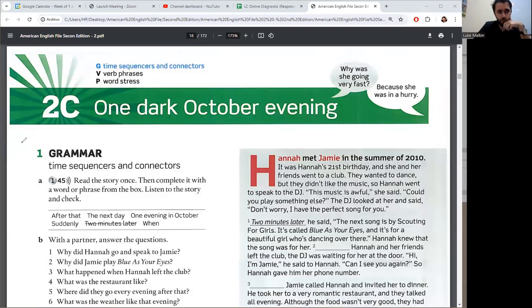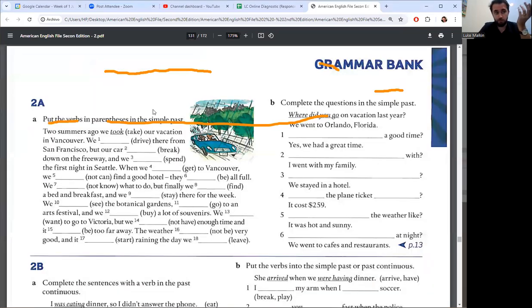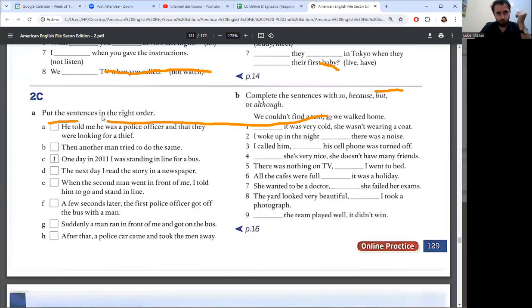Okay, adults 2C, one dark October evening. Our grammar is time sequences and connectors, connecting sentences together. For example, why was she going very fast? Because she was in a hurry. Connecting ideas together. And for today, we can go immediately to the grammar bank, part 2C.